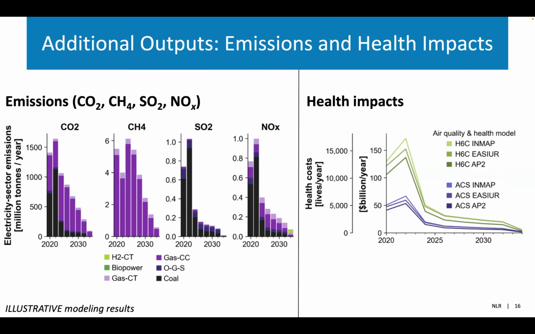Last on our example outputs, ReEDS reports various metrics related to emissions and health impacts. Emissions are tracked for all combustion-based technologies like hydrogen turbines, biopower, coal, gas, and oil. These emissions include carbon dioxide, methane, sulfur dioxide, and various other nitrous oxides. And these emission levels can be used in complex air quality and concentration response functions to estimate human health impacts, which is reported in terms of emissions-related monetized damages and mortality rates.